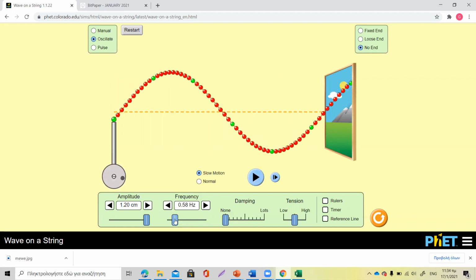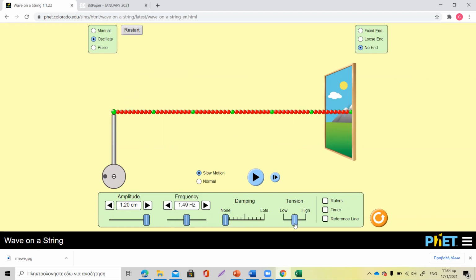Let's say that we keep the frequency constant. Let's put it around 1.5 hertz. And now, let's restart it. We go here and change the tension. As I said before, the tension is one of the properties having to do with the medium of propagation. So in this way, changing the tension changes the speed of propagation. Recalling the same formula again, v equals lambda times f.